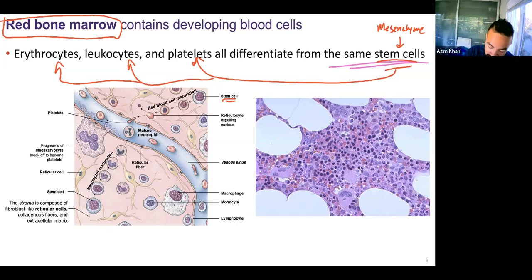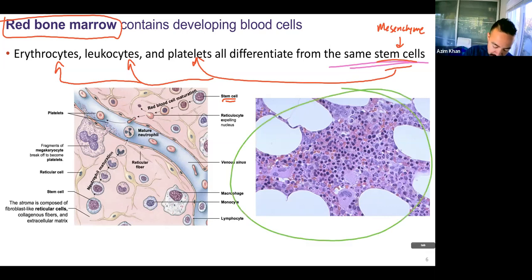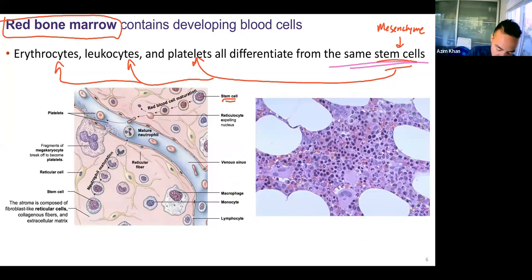When we look at red bone marrow, we've seen this before, but now we're looking more closely. Let's look at the illustration first, and then we'll look at the histology. In red bone marrow, you'll have blood vessels. What I'm highlighting in green right now is a blood vessel. You have blood vessels running through the tissue. I also want to mention that the connective tissue found in red bone marrow is reticular connective tissue. So you have reticular fibers.